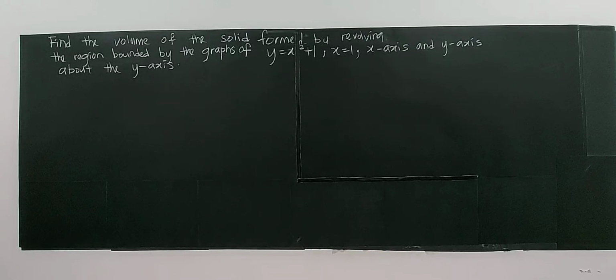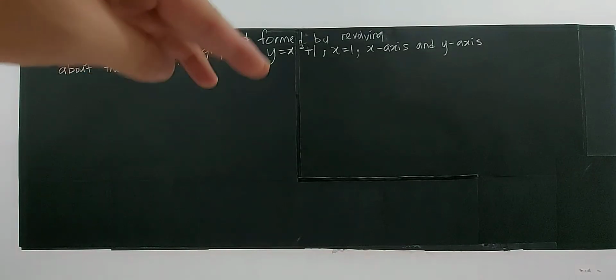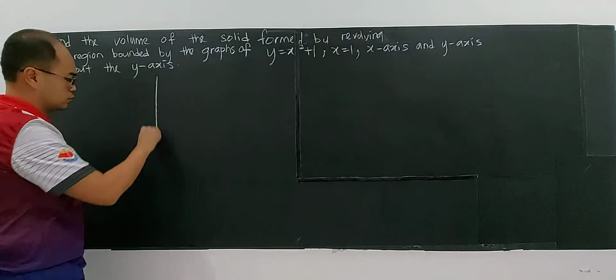Hello. So in this video, we're going to discuss another example of volume of revolution for a curve. So let's look at this. Find the volume of the solid formed by revolving the region bounded by this graph about the y-axis. So of course, the sketching of the graph is very important.